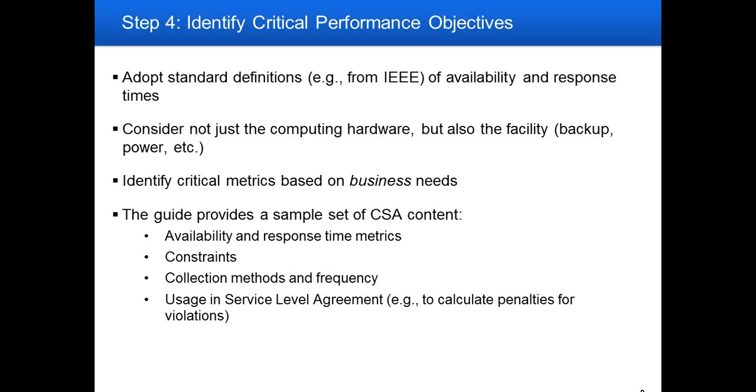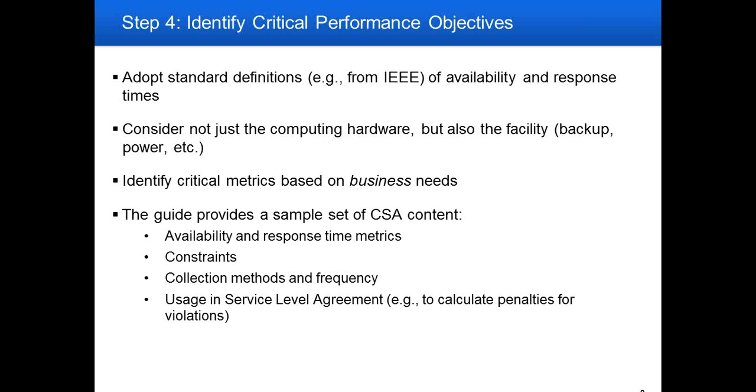Then the metrics related to the computing hardware and the facilities need to be based on the needs of the business, and that's where, for example, the prime time hours that matter to the business, as opposed to the hours at which most of the provider personnel are present on site, make a significant difference. So in the guide, we have a table that occupies essentially one page that provides a sample set of content of the CSA to define specific metrics, and we chose as examples server availability, network availability, and response time.